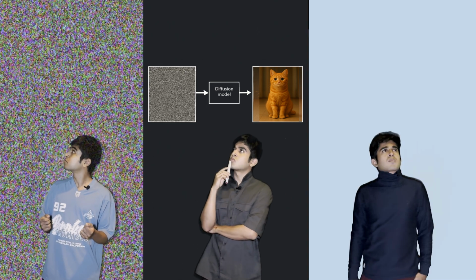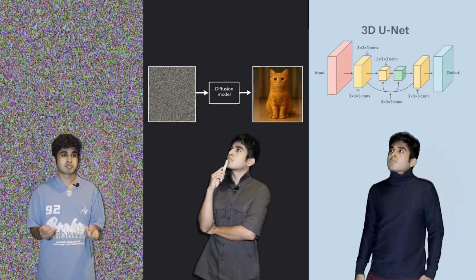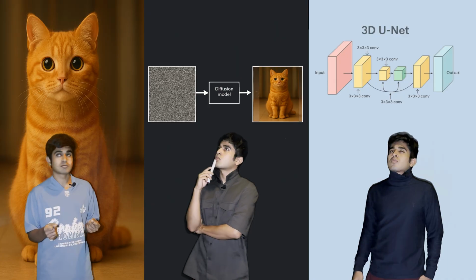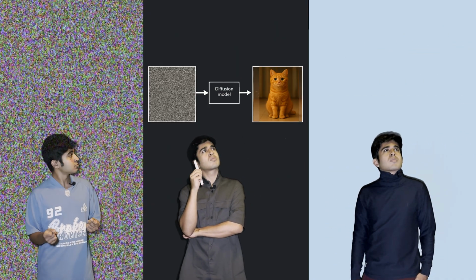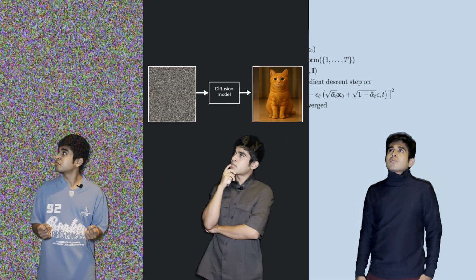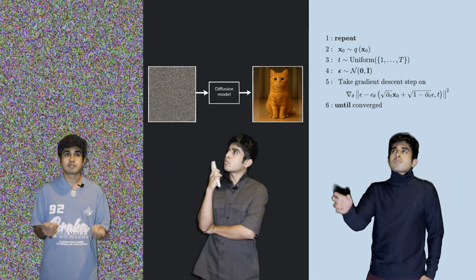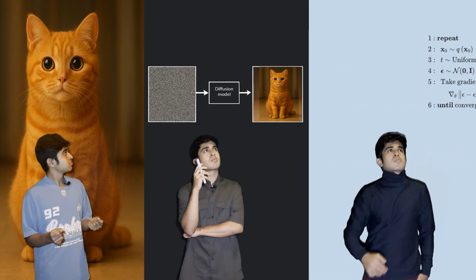And finally, the expert. He'll take you to the core of it all. The architecture that powers the generation, the UNet, the loss function, the training loop. Not just how images are created, but how the model is trained to create them. Let's hear what the beginner has to say and start at the beginning.